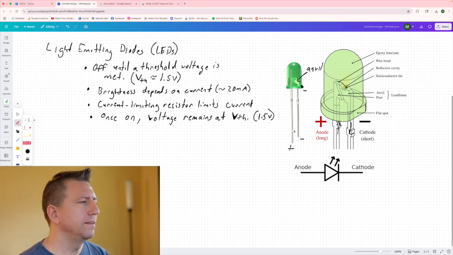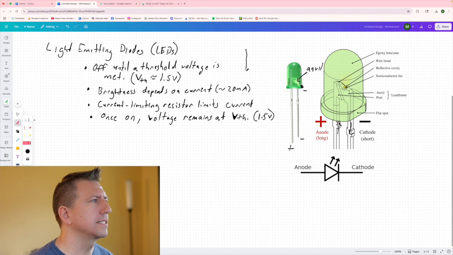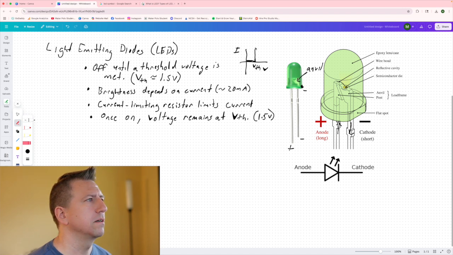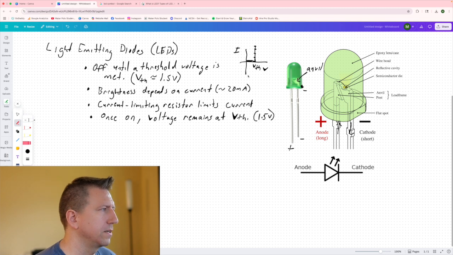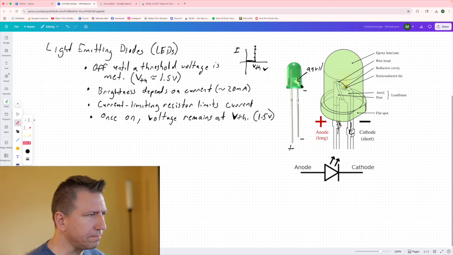If you're into IV characteristics, what that means is that our current basically is 0 until we meet that threshold voltage, and then it goes straight up. The voltage stays the same, and then we just decide how much current is going through based on the resistor. So this level is set with our current limiting resistor. Okay, so that's how that behaves.